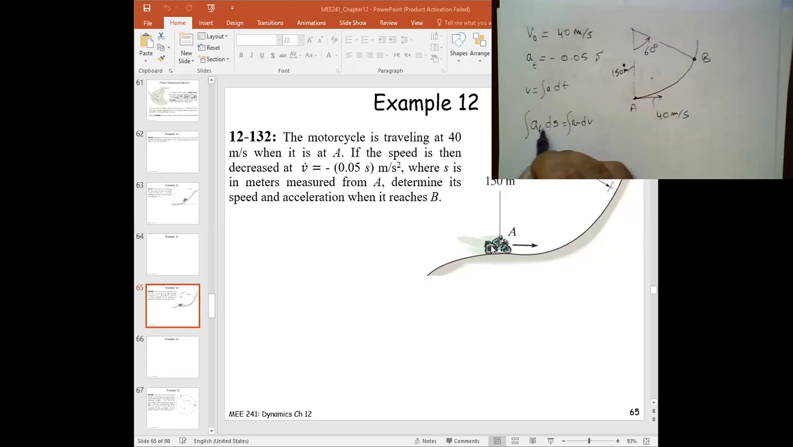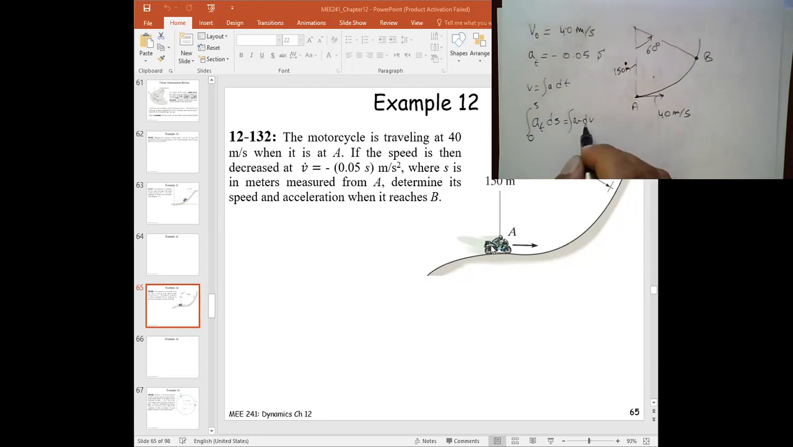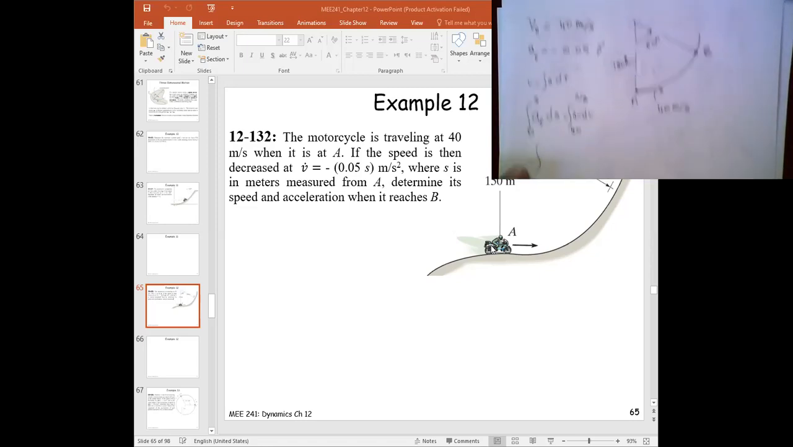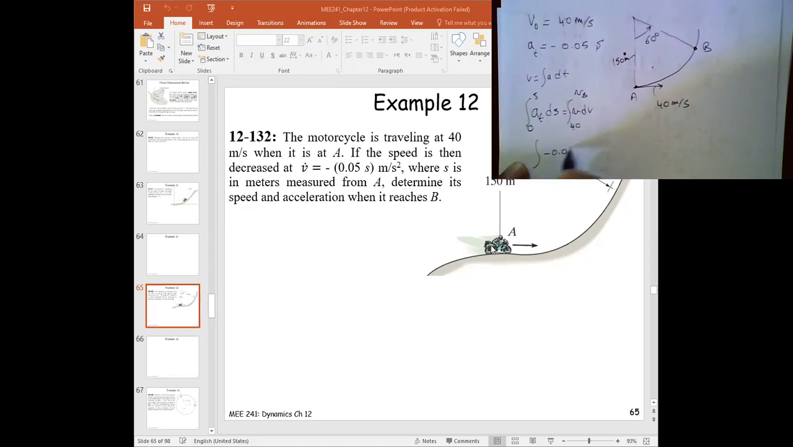And here, what would be the boundaries for the integration? From 0 to S. And then how about the velocity? From 40 to, let's call it VB, right? Now, because A is given to me as a function of S, I can integrate that because I have this differential element ds. So it would be minus 0.05 S ds from 0 to S.